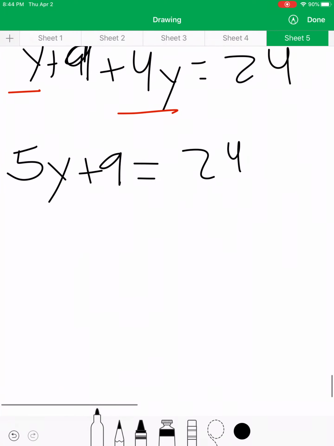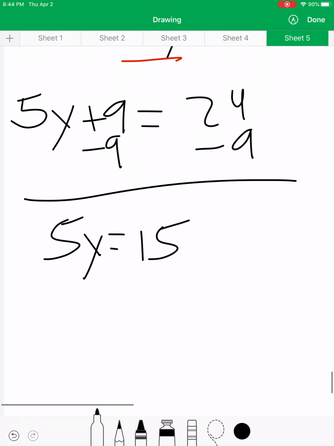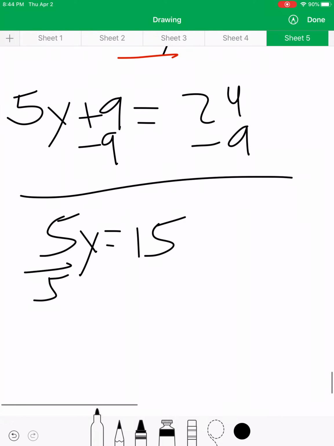Now this allows me to solve for y. So minus 9 minus 9. 5y equals 24 minus 9, which gives me 15, I believe. Yes, that's correct. Therefore, when I solve for y, by dividing by 5 and dividing by 5, y therefore equals 3.